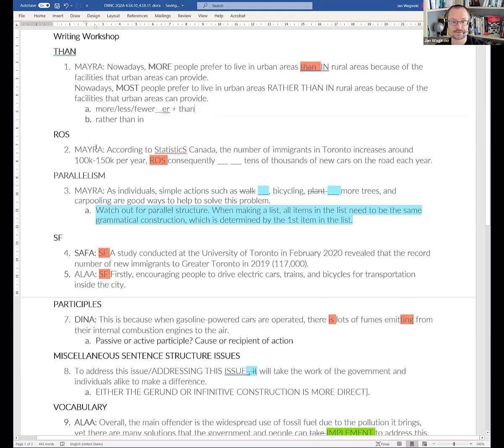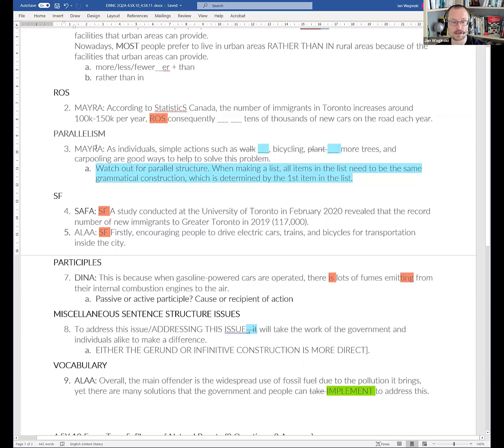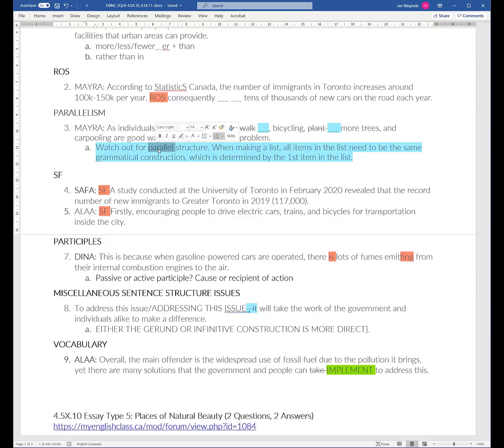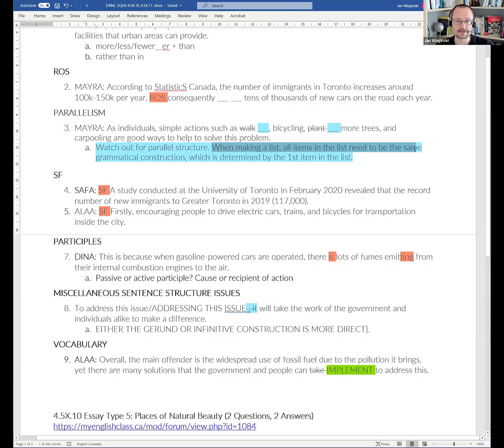I've got a run-on sentence here, but Myra's not here, so we'll skip that one. Parallelism is something some of you might not have heard me talk about. Parallel structure. Does everyone know the word parallel? No. Parallel means things that are moving in the same line. So train tracks are parallel. Parallel structure means that when you're making a list, all the items in the list need to be the same grammatical construction, which is determined by the first item in the list.